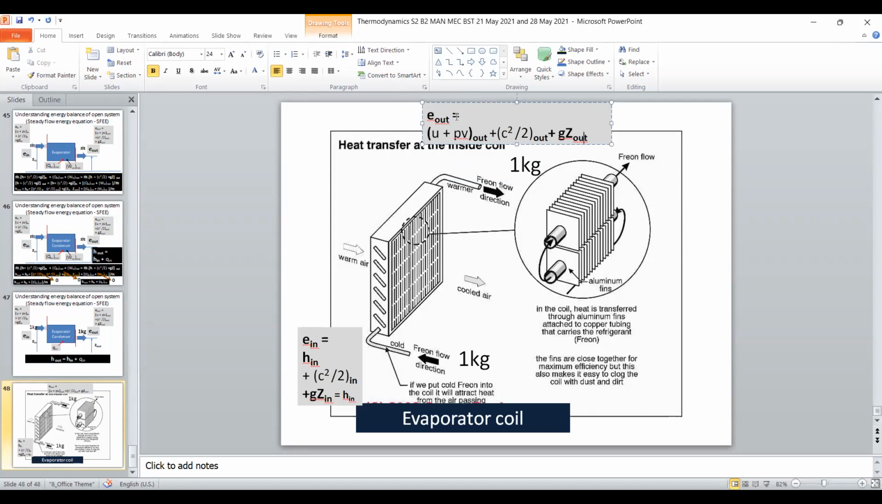Overall, this is... what is significant here? U plus PV out. U plus PV out is H out. So you should be able to read this. H: internal energy plus the flow work or displacement work.